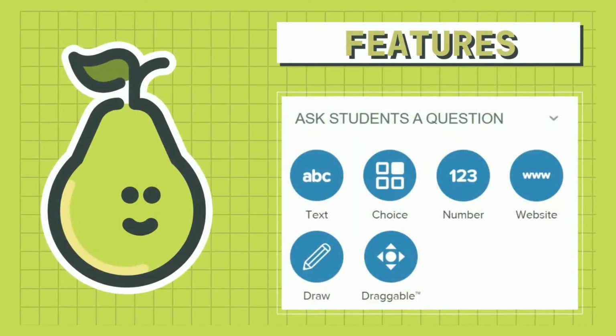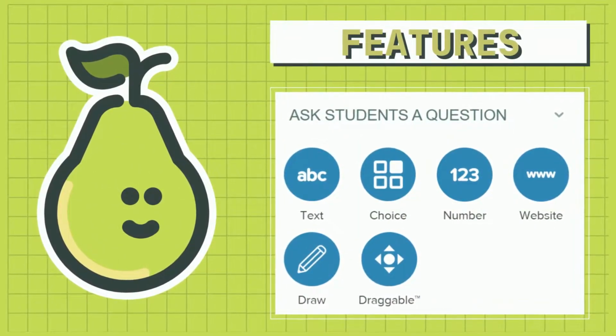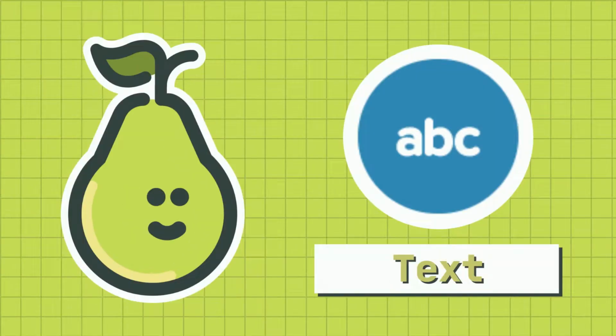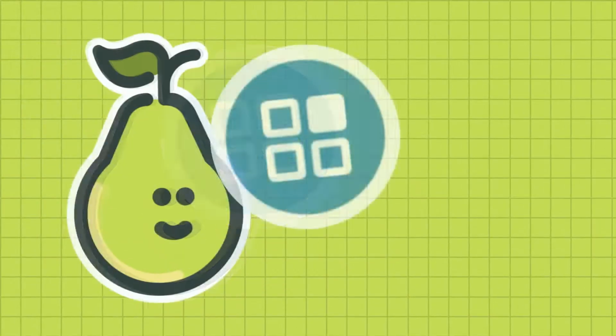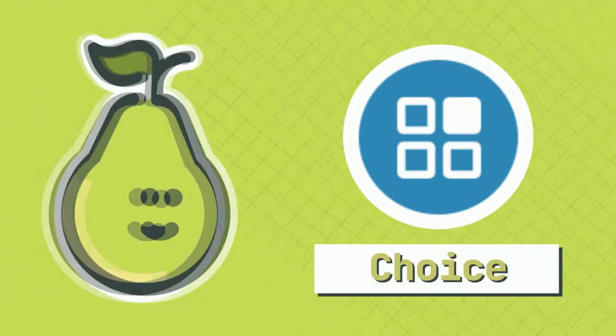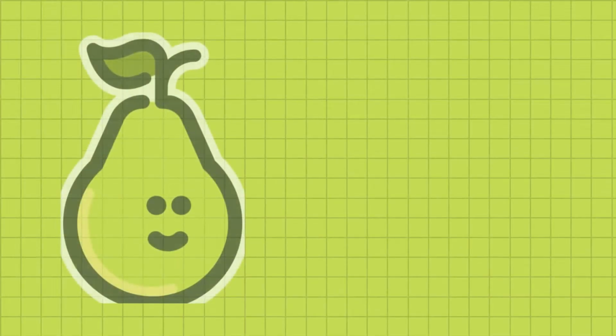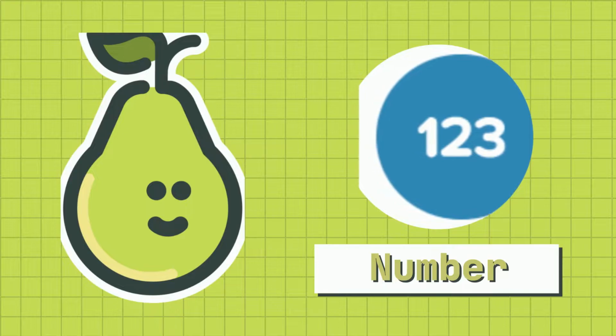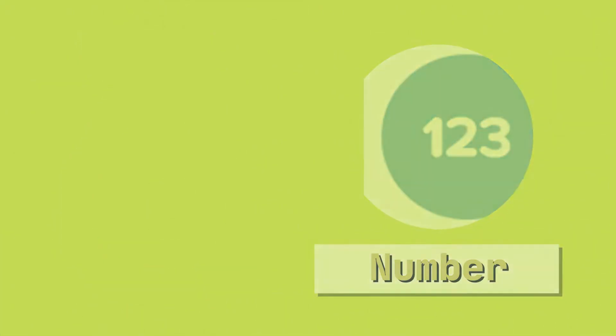Pear has 6 features that allow students to respond to your questions and prompts in real time. The first feature is text. The text option enables students to type the responses in a sentence or paragraph format. The second feature is choice. Choice allows you to insert multiple choices and your students can choose from those options. The third feature is number. The number feature lets your students type a number in response to your prompt.